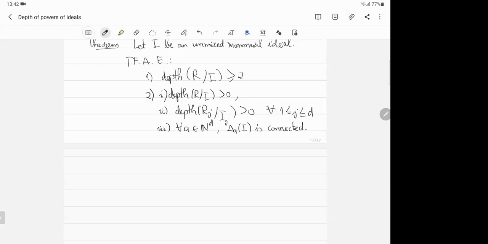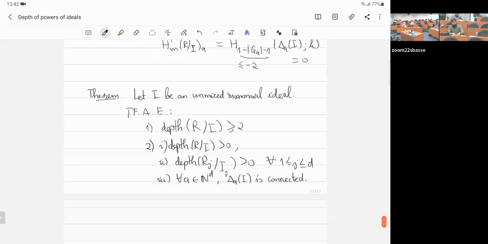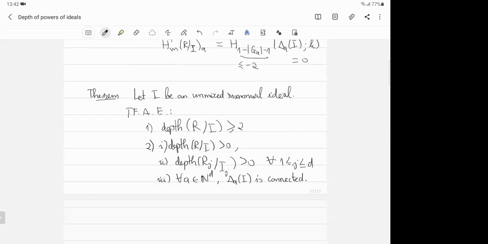Okay. And this is very easy because, for example, if you have these 3 conditions, then the first condition tells you that the zeroth local cohomology of R mod I is 0. And these 2 conditions tell you that the first local cohomology of R mod I is 0. And so the depth must be at least 2, right? Because the first non-vanishing of the local cohomology is 2, not 0 or 1.